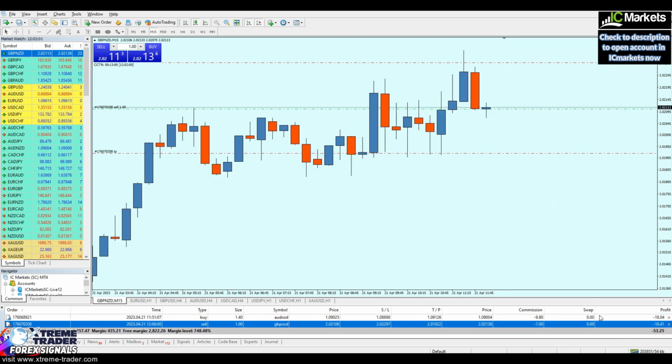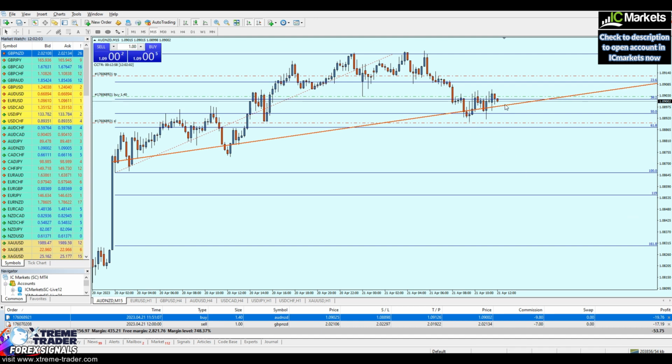The previous trade, however, this one right here, as you can see, is still ranging at the entry point. So let's see now what is going to happen.